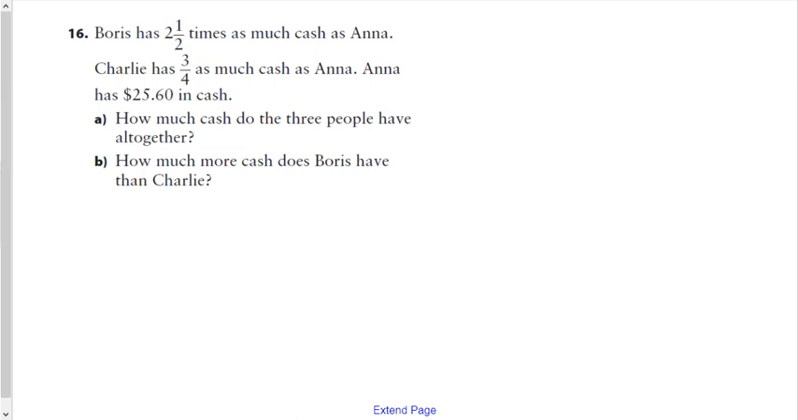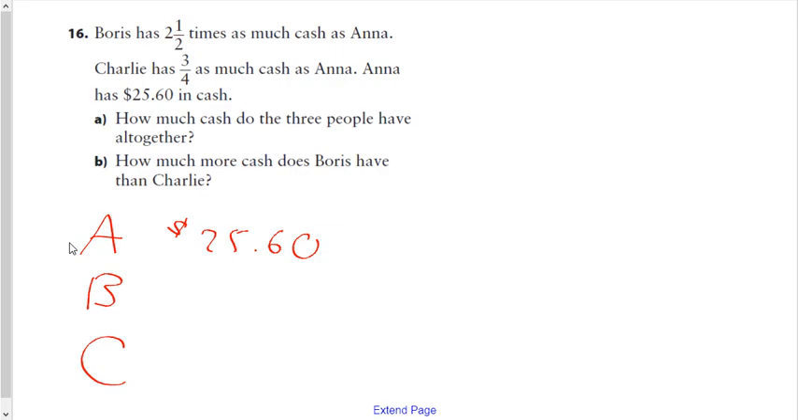Boris has 2.5 times as much cash as Anna. Charlie has 3/4 as much cash as Anna. And Anna has $25.60 in cash. How much cash do the 3 people have altogether? So this is a little tricky. But we're going to organize it very nicely with just the letters A, B, and C. This is going to be my graphic organizer. Of the A, the B, or the C, which one do I know exactly how much it is? Anna has $25.60. I know how much she has because they tell me.